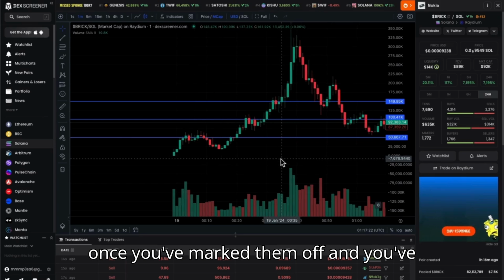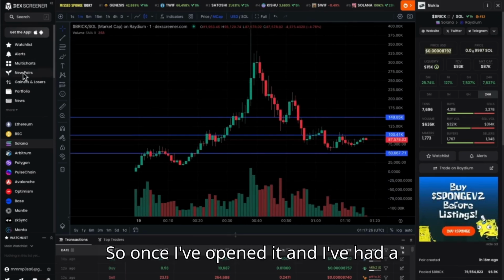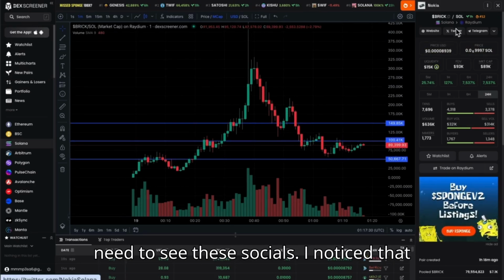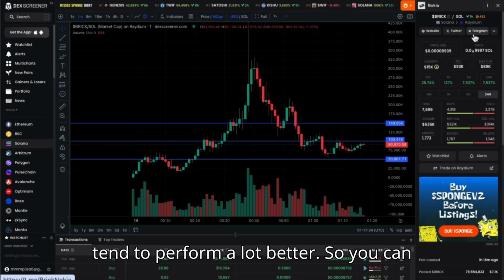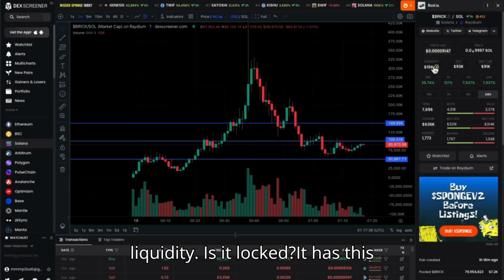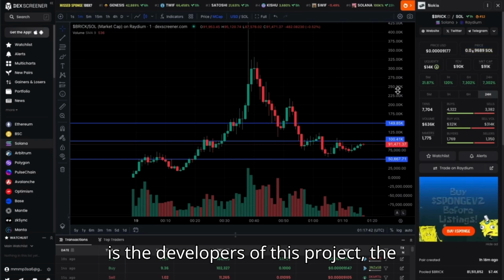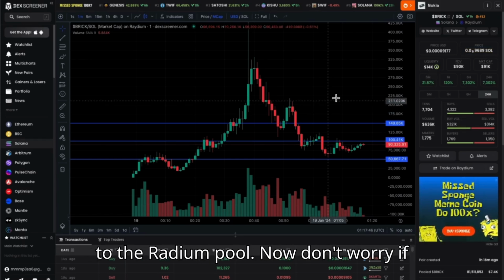So once you've marked them off and you've had a look at the volume, what are the things I'm looking for in the collection? Once I've opened it and I've had a look at the chart, in the top right, you need to see these socials. I noticed that the ones that have these socials, they tend to perform a lot better. So you can quickly check those. Have a look at the liquidity. Is it locked? If it has this green circle around it, what that means is the developers of this project, the creators, they put some liquidity forward to the Raydium pool.